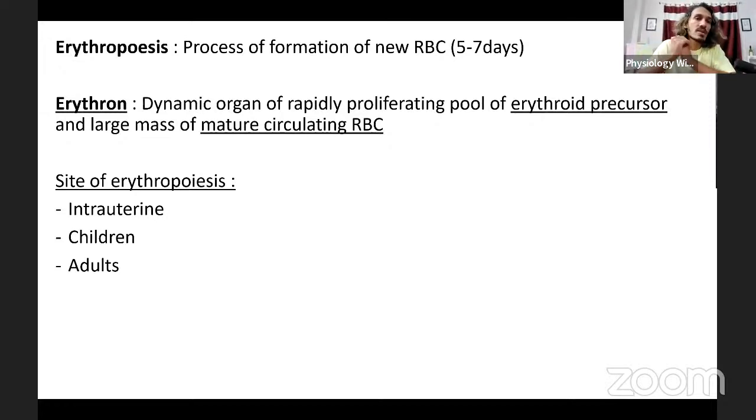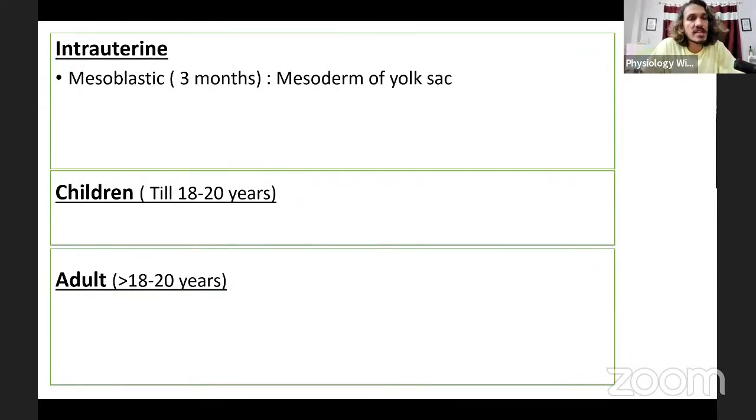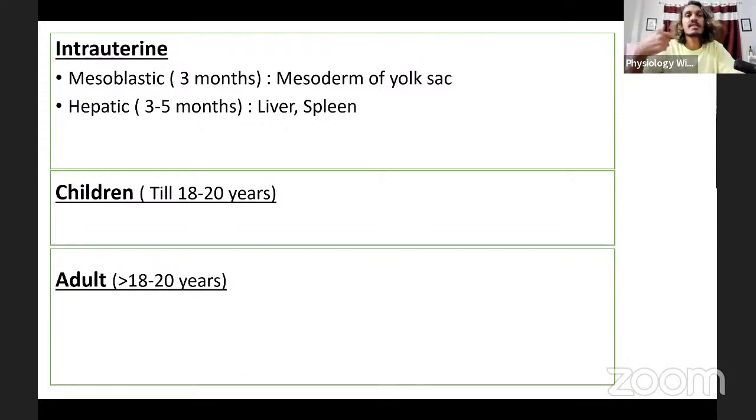Second question, what is the site of erythropoiesis? So the site of erythropoiesis: starting in the intrauterine life, to a child and in the adult stage. These are the three headings under which you have to talk about this. So in the intrauterine life, there are three phases. In the first 3 months, we have the mesoblastic phase, where from the yolk sac mesoderm is where your erythropoiesis is taking place. So it starts from the yolk sac. And then it starts going to the liver and the spleen. So then comes the hepatic phase in the next 3 to 5 months.